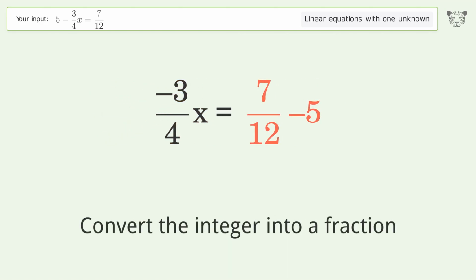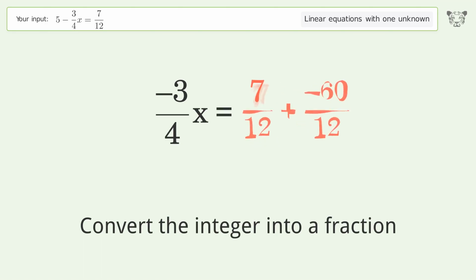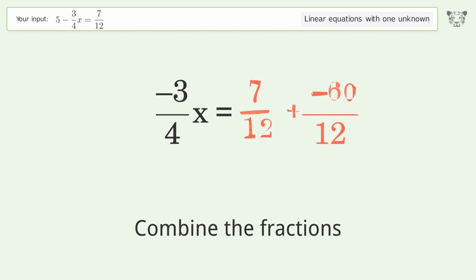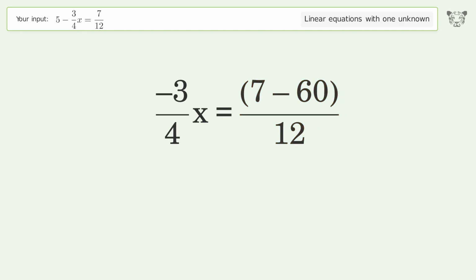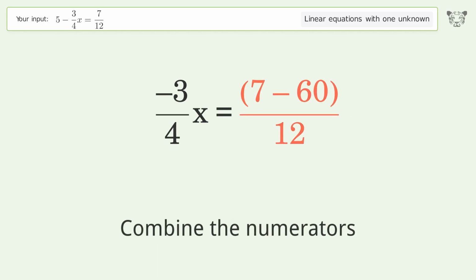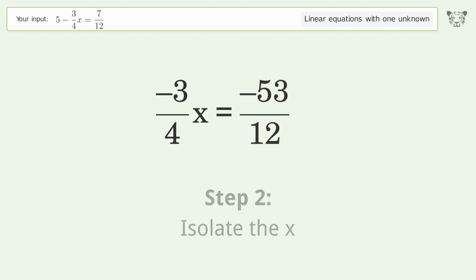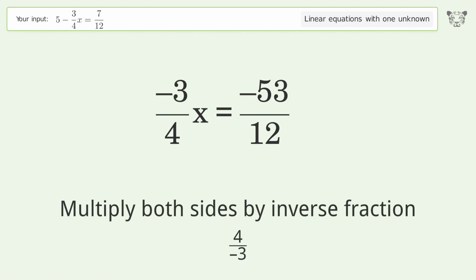Convert the integer into a fraction. Combine the fractions. Combine the numerators. Isolate the x. Multiply both sides by inverse fraction 4/3.